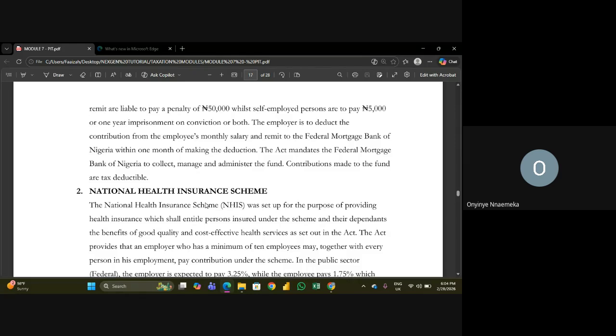The employer will deduct this contribution from the employee's monthly salary and remit it to the Federal Mortgage Bank of Nigeria within 1 month of making the deduction. The Act mandates the Federal Mortgage Bank to collect, manage, and administer the fund. Contributions made to the fund are tax deductible.